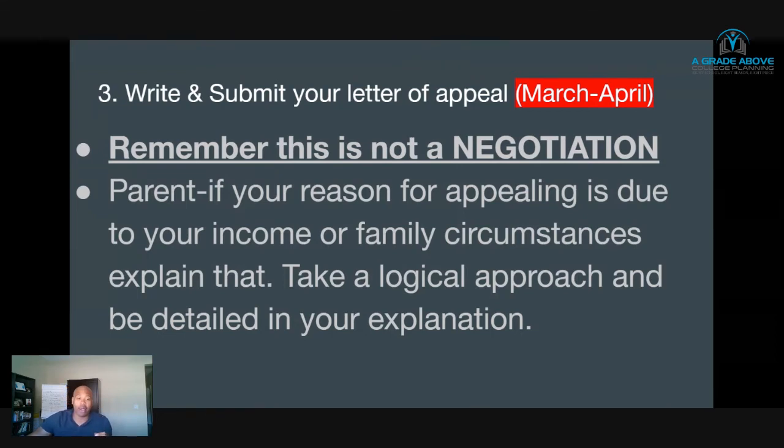So if you're a parent and your reason for appealing is due to your income or family circumstances, please explain that. You want to take a more logical approach and be detailed in your explanation. If you lost your income, had a decrease in pay, or something happened that is impacting your ability to pay, or maybe you just don't make enough money and you really want to make this happen, be very logical when you communicate. Not so much emotional. Just, hey, this is the bottom line, this is the matter-of-fact situation, we really need to make this work, and can you help us out, right?